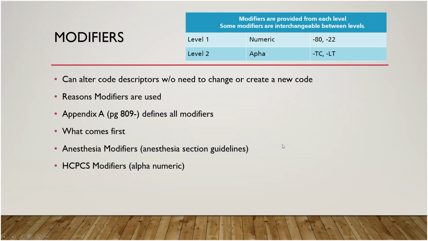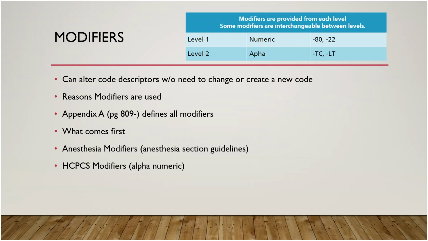Our anesthesia modifiers are in the anesthesia section guidelines. Again, you're going to pay attention to: was it a normal patient? Were they over a certain age? Do they have a systemic condition that is under control, not under control? And for this particular test, you're not going to have to worry about those code amounts because that's not specific to billing for this particular test.